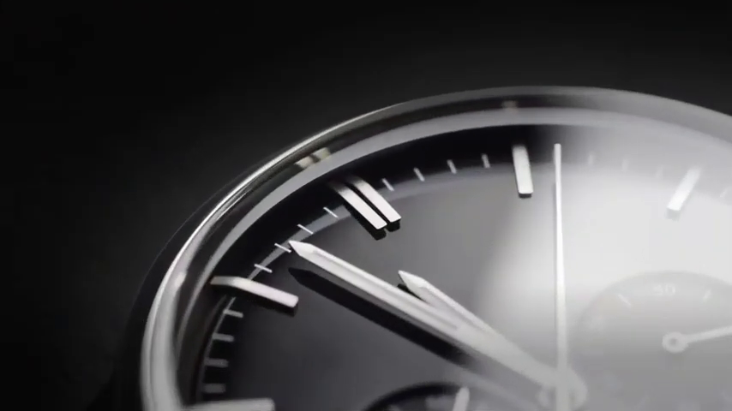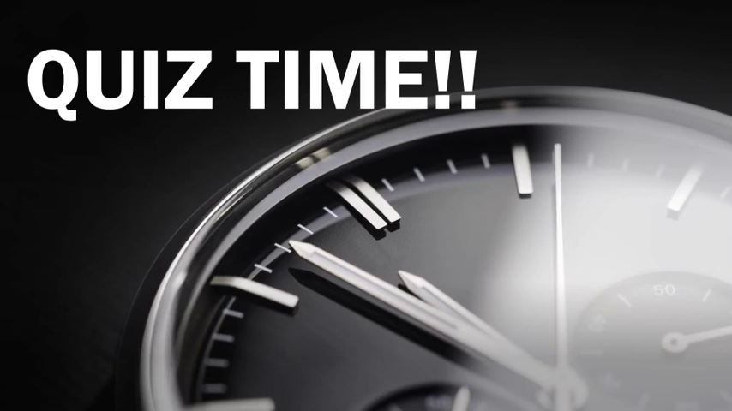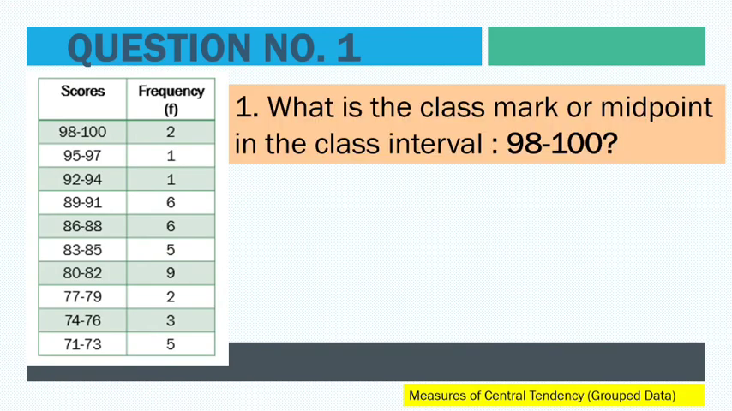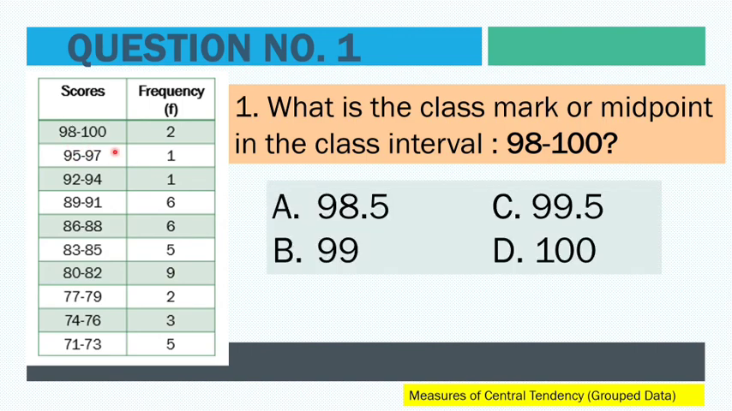It's quiz time. There will be 5 questions here and there will be a 5-second timer. Good luck! Question number 1. What is the class mark or midpoint in the class interval 98 to 100? So this is the class interval. Is it A, 98.5, B, 99, C, 99.5, or D, 100? Go!